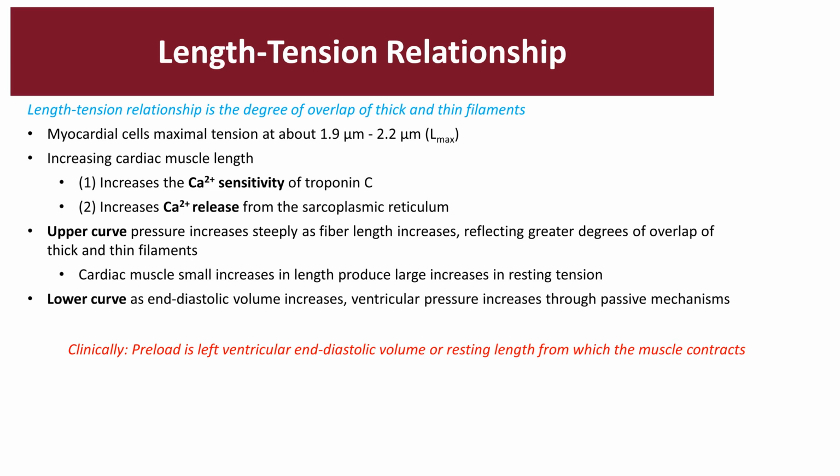So you can see that it grows up and higher because there is a higher degree of overlap between the thick and thin filaments. As a result, small increases in length produce large increases in tension because there's more overlap and more pressure. The lower curve shows you the end diastolic volume, which is also known as the EDV.